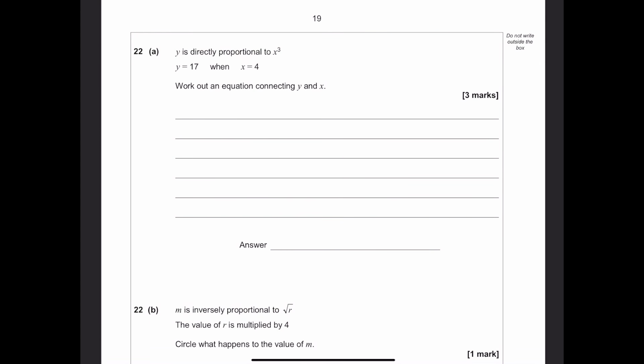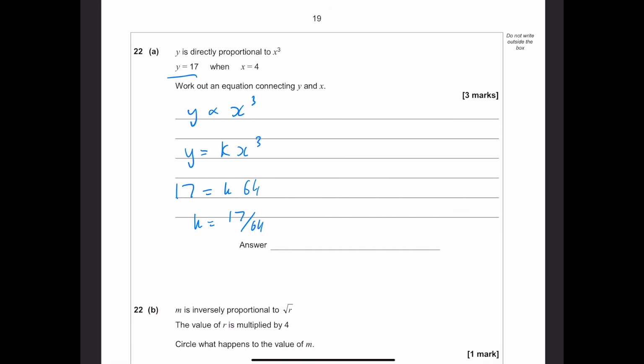Y is directly proportional to x cubed. So straight away setting this up, make it an equation by introducing a scale factor. When y is 17, x equals 4. We can use that to work out the scale factor. 4 cubed is going to be 64. So k equals 17 over 64.